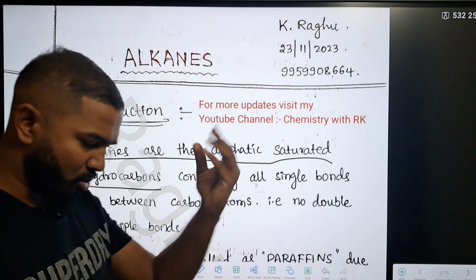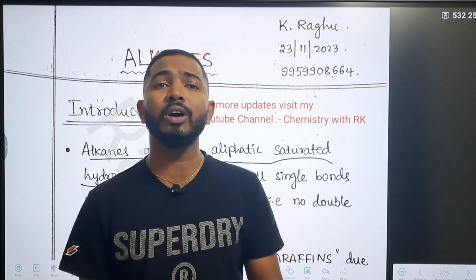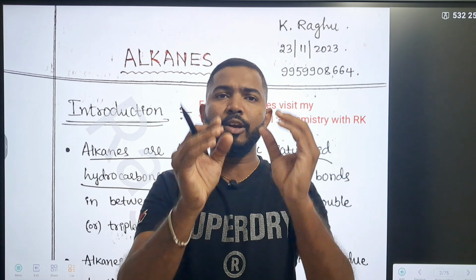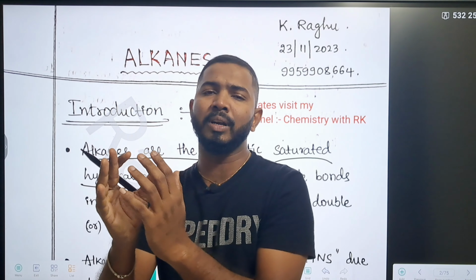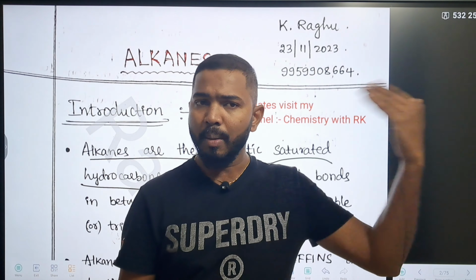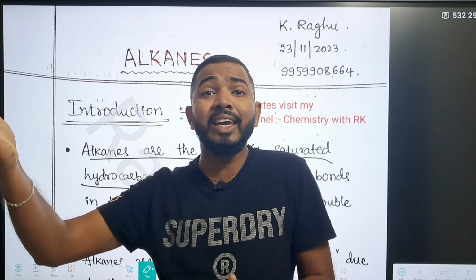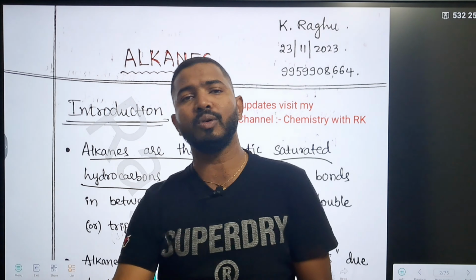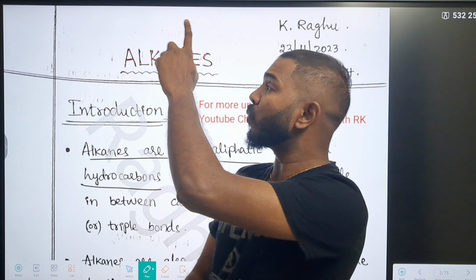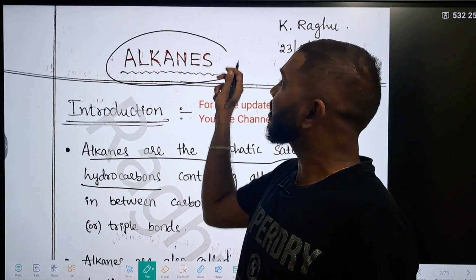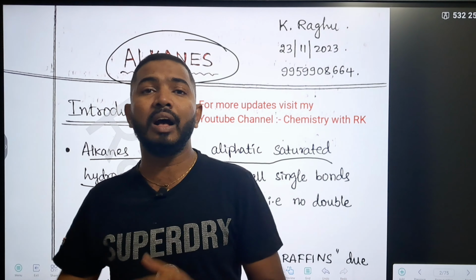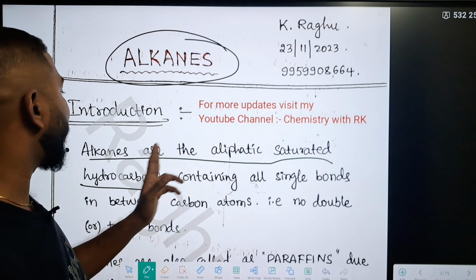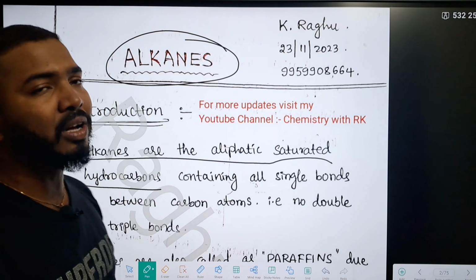First of all, what do you mean by hydrocarbons? Hydrocarbons are the compounds containing only hydrogen and carbon. Yes, methane, ethane, propane. And alkenes are also hydrocarbons, alkynes are also hydrocarbons. Particularly, we call alkanes saturated hydrocarbons, containing all carbon-carbon single bonds.